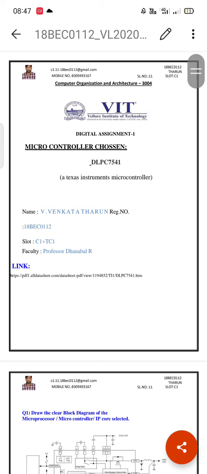Now I am presenting my DA-1 topic of computer organization and architecture, and I have chosen a microcontroller. The microcontroller I have chosen is the DLP-PC7541 Texas Instruments microcontroller, and I am doing this course under Professor Dan Balar, and my professor has given me some set of questions. Now I am going to explain those questions for you.